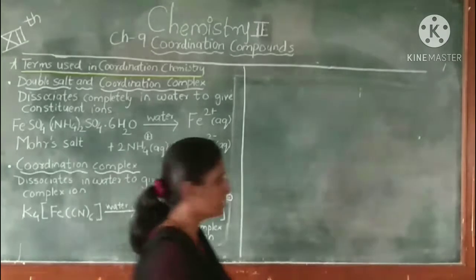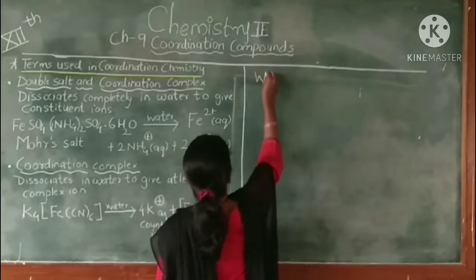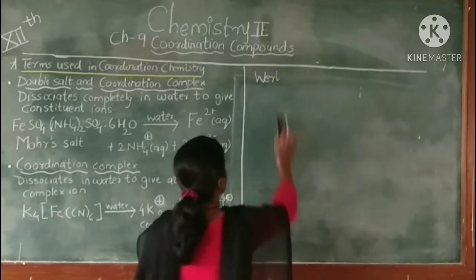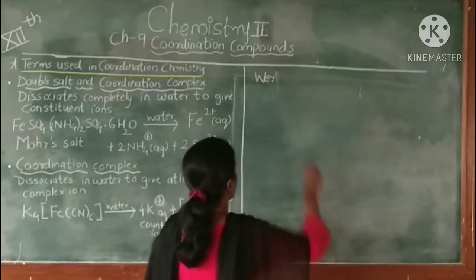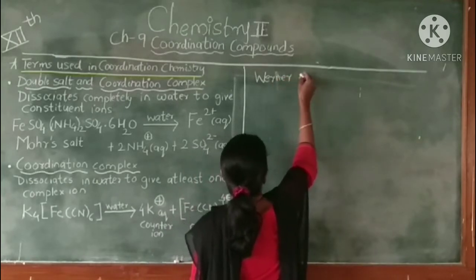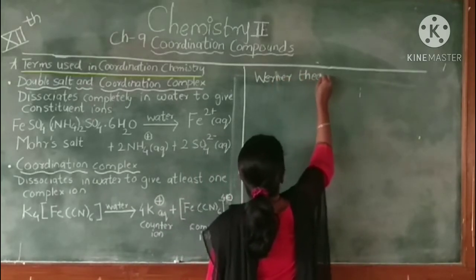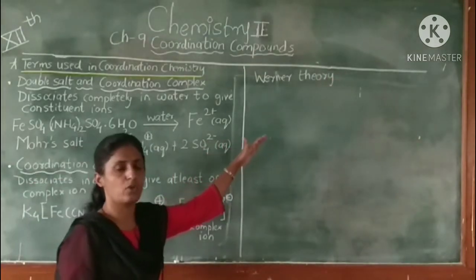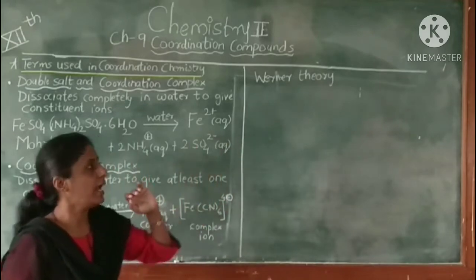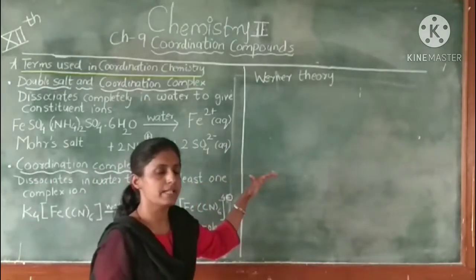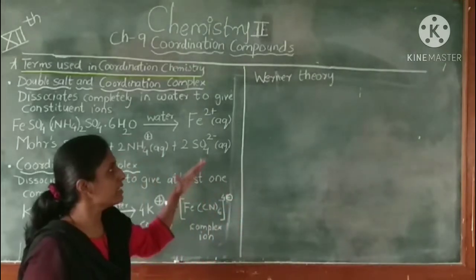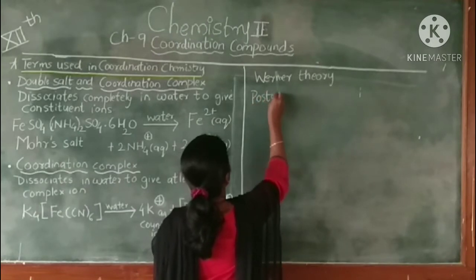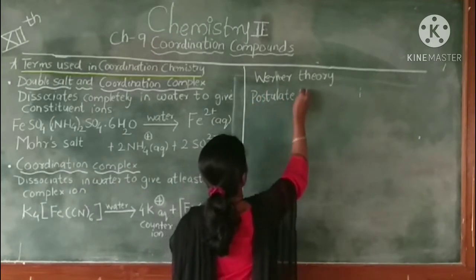Now the next term used in coordination chemistry is Werner theory of complexes. Werner was a scientist who was the first to study the properties of coordination complexes. In this study, he made some assumptions or postulates. So let's have a look at what those postulates were. We will first see postulate 1.